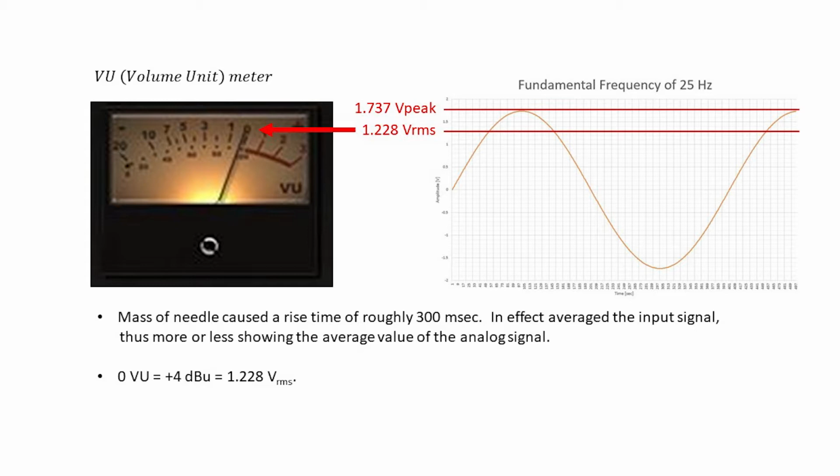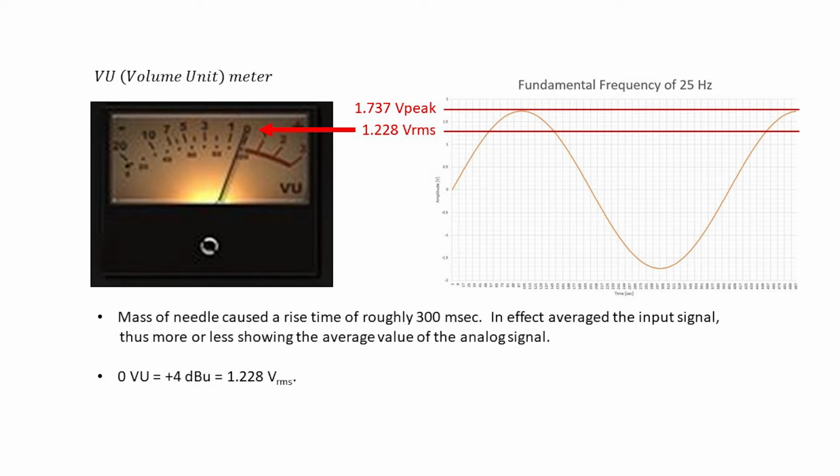And really the rise time definition is how fast it can go from, say, 0 all the way to 100% of its value. For this VU meter it was roughly 300 milliseconds. So what that really did is, in a way, average out the signal. You're not seeing instantaneous peak values like a digital peak meter would be reading. So you're really seeing more of the average RMS of your signal. And typically 0 VU would be equated to about 1.228 volts RMS, or plus 4 dBu.